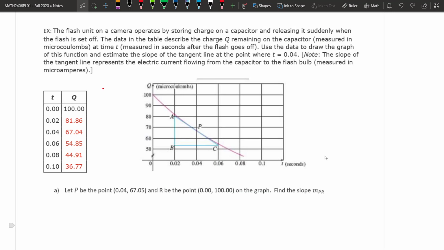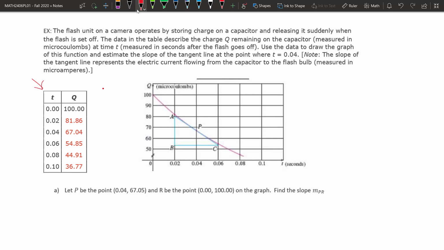Okay, so in this example, we're going to look at the word problem that says the flash unit on a camera operates by storing a charge on a capacitor, and it releases it suddenly when the flash is set off. So the data that we're provided is here in this table.